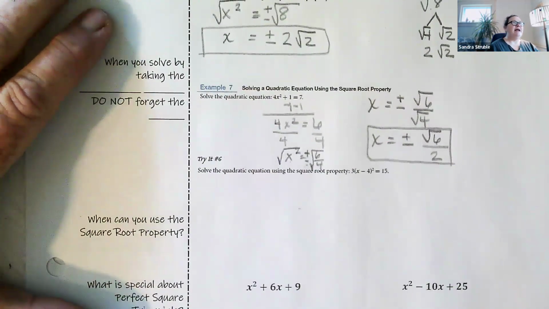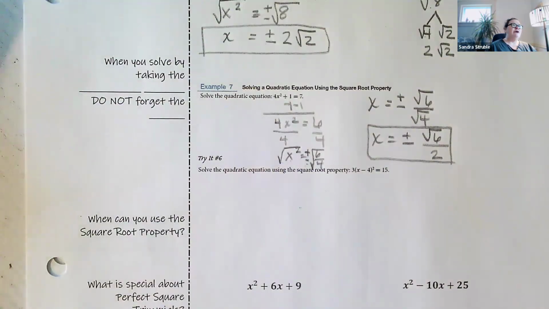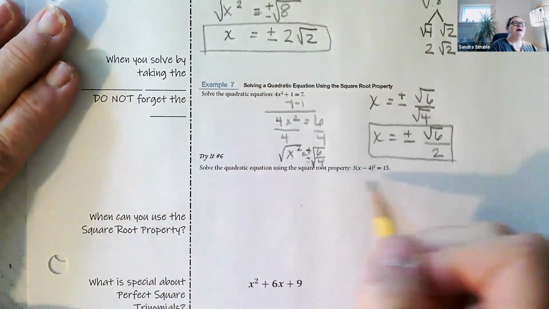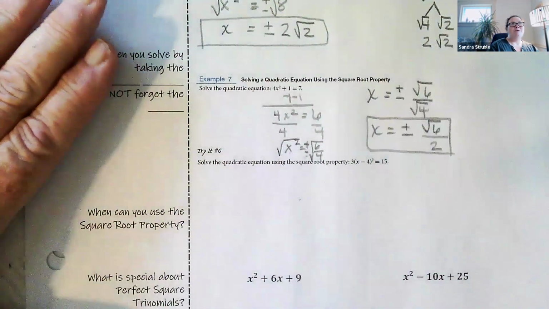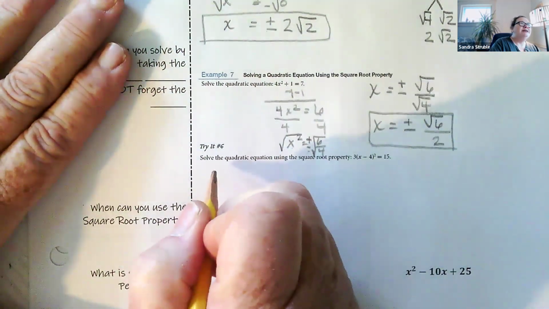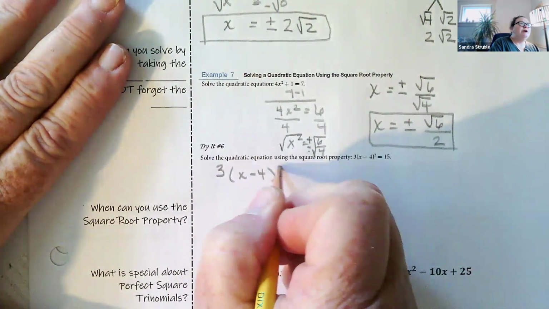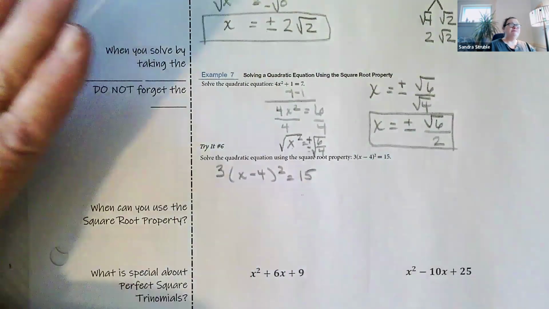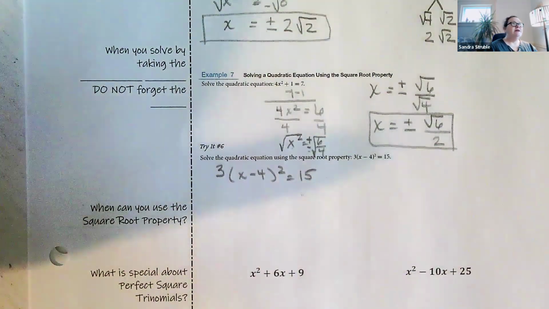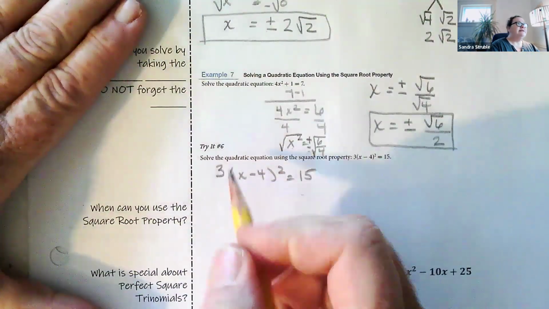This next one looks a little hairy, and I know it can be very overwhelming, but it's truly the same concept that we're going to do with this one. I'm going to get you started, and then I want you to take over. 3x minus 4 squared equals 15. If you want to attempt this on your own, go for it. If not, let's see how I'm doing it.